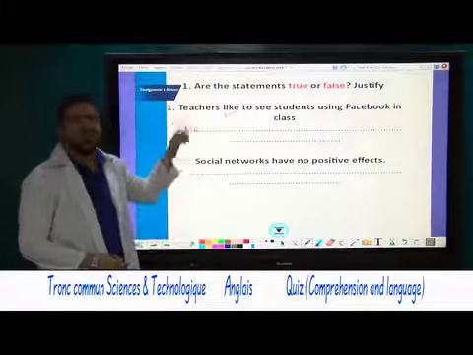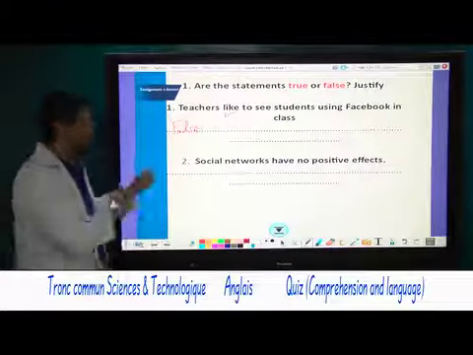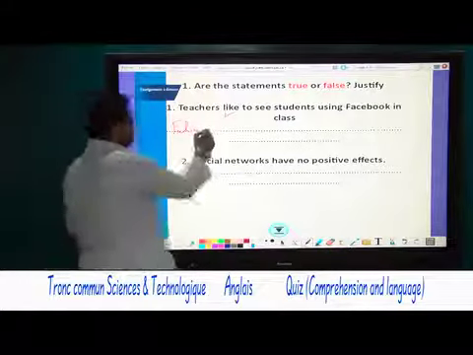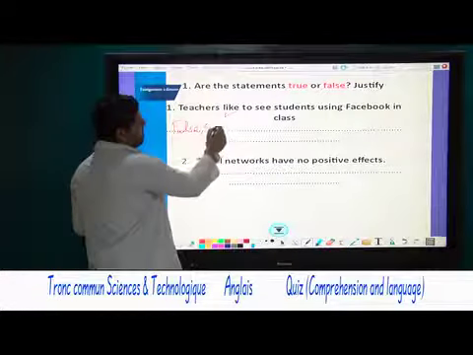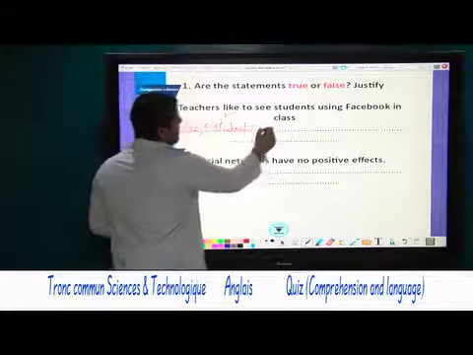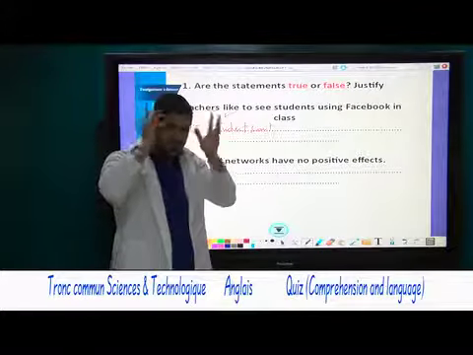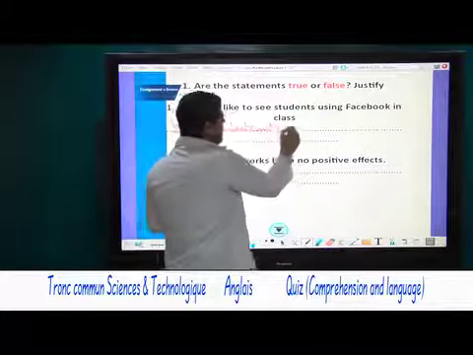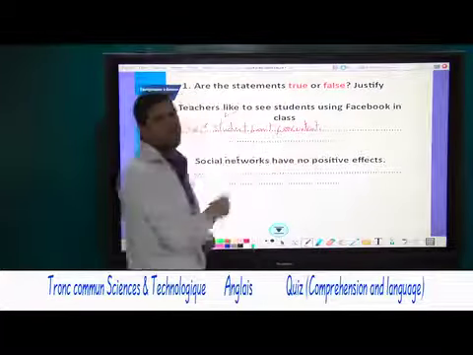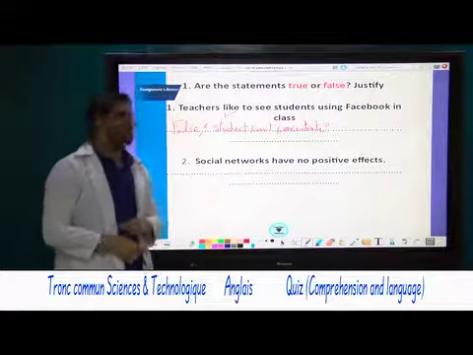You can just pick one idea in the text and you can support your answer. For example, here you can say students can't what? You remember the verb? Can't concentrate. So this is one possible answer. You can have others, of course, okay?